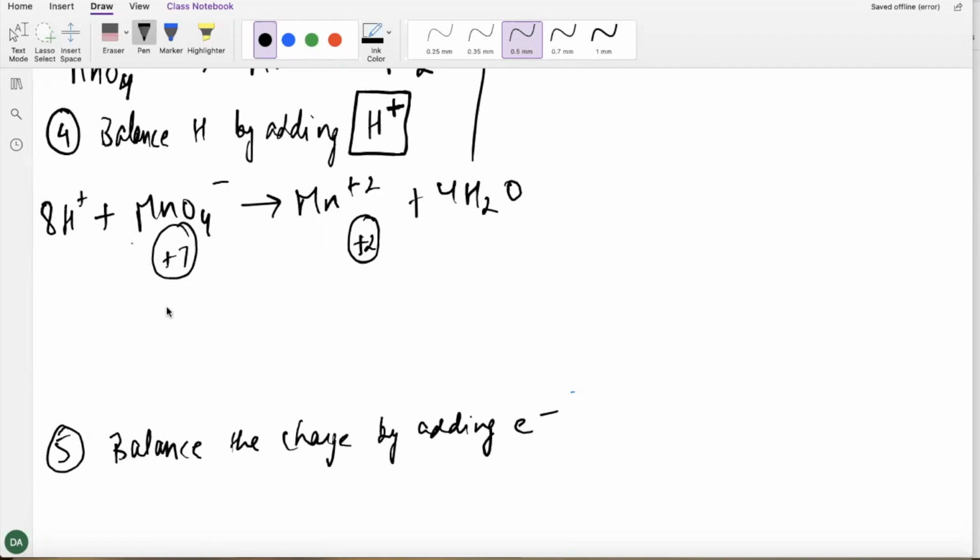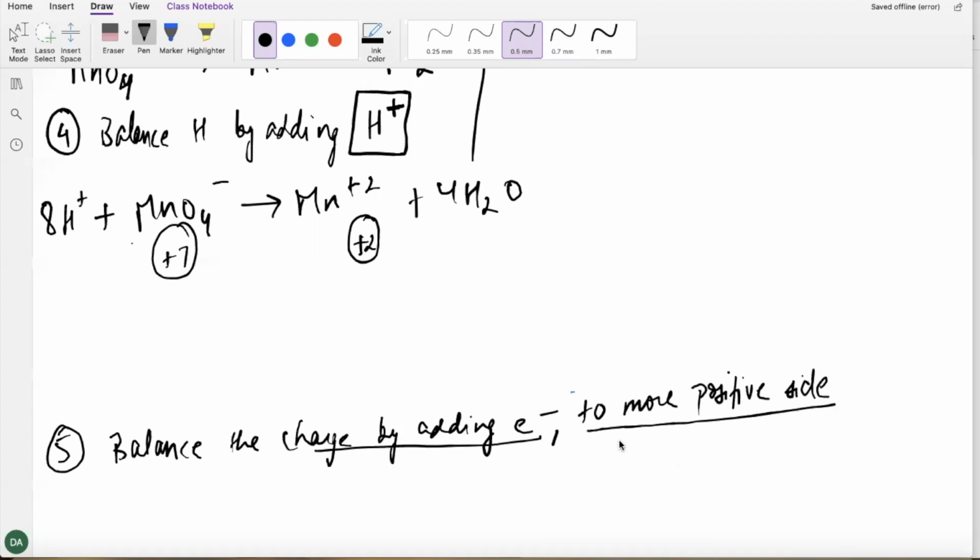Now, if this is +7 and +2, we know that we're going to balance the charge by adding electrons. What is the charge of electrons? It's -1. So which side do you add the electrons? You balance the charge by adding electrons, and you add the electrons to the more positive side. This is a very important step, that you add it to the more positive side so that the charge becomes equal on both sides, okay?